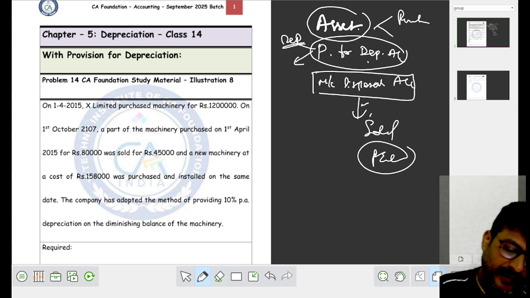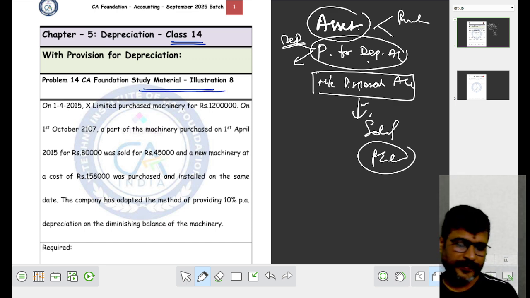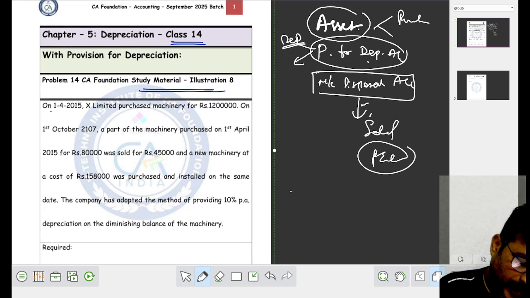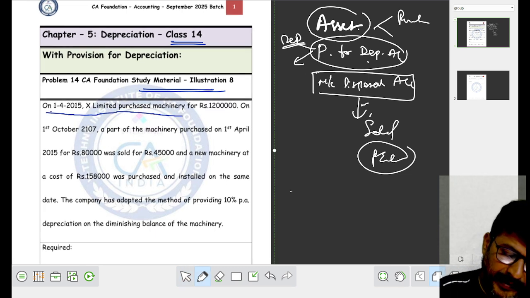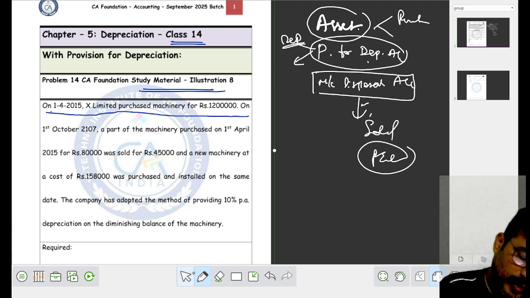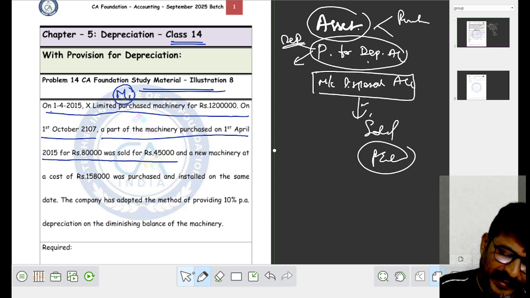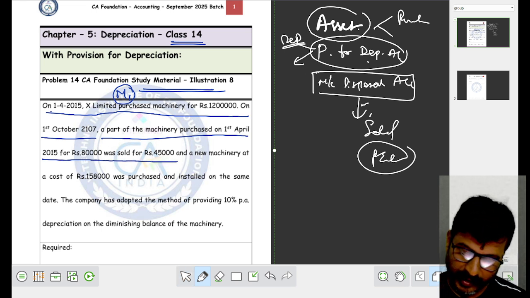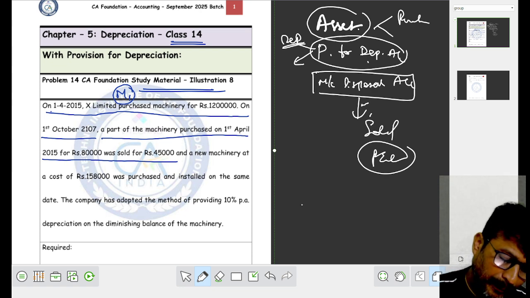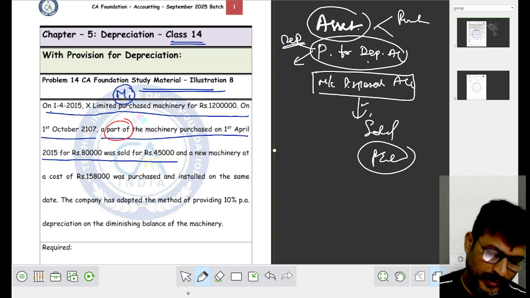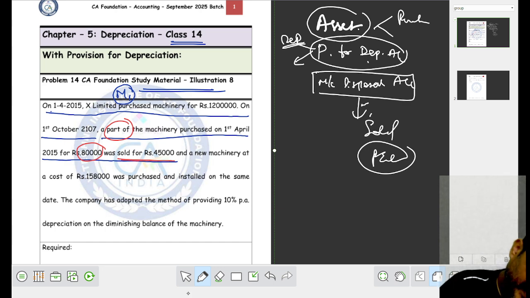We are into class number 14. This problem was from CA Study Material, illustration 8. Are you ready? On 1st April 2015, X Limited purchased machinery for 12 lakh. So they have purchased machine M1. On October 2017, part of the machine purchased in April 15, costing rupees 80,000, was sold for 45,000. What is being sold? They are selling part of the first machine. What is the cost? 80,000. Sold for how much? 45,000.